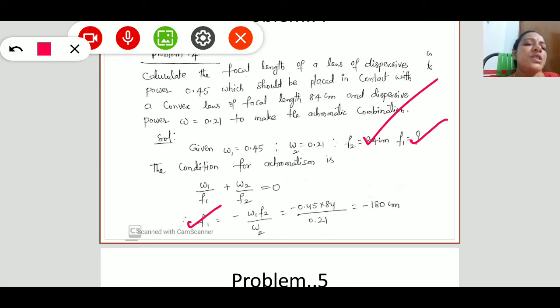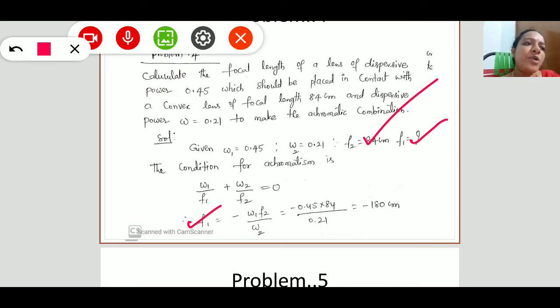Substituting these known values in this equation, minus 0.45 into 84 by 0.21, after calculating we get minus 180 centimeters. So f1 is minus 180, f2 already given. So this is the method of how to solve this problem.